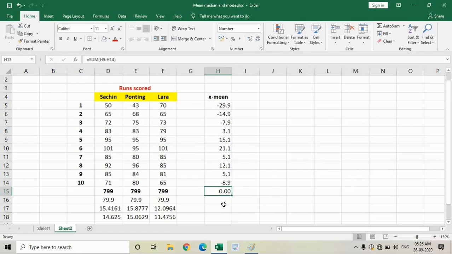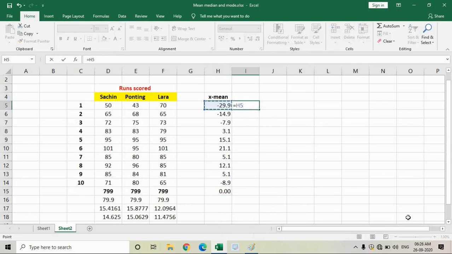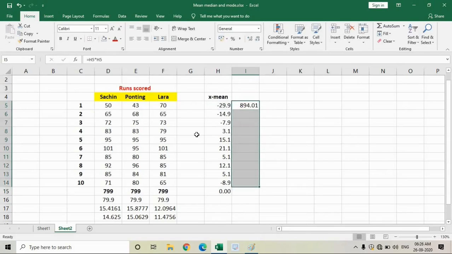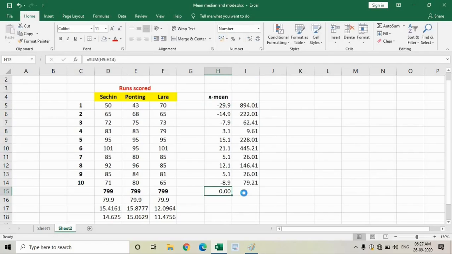So how to find the deviation? For that, we need to square all the values. Okay, and let's find the square of this. And that's the squared value. Now we can see a value over there, that is 2138.90.